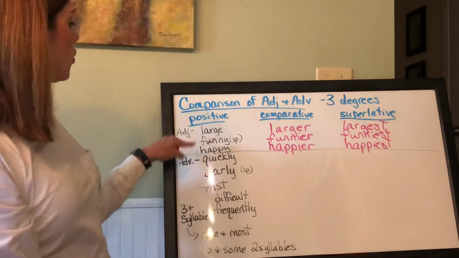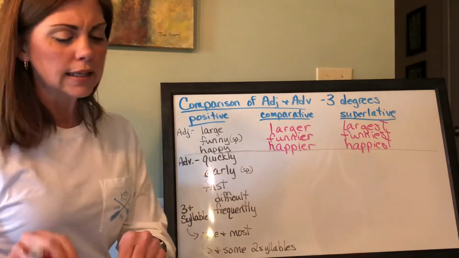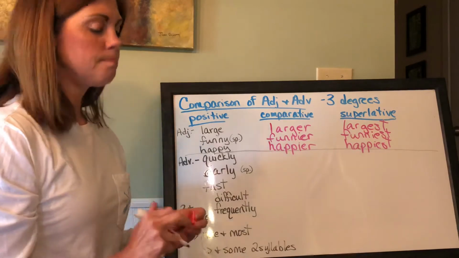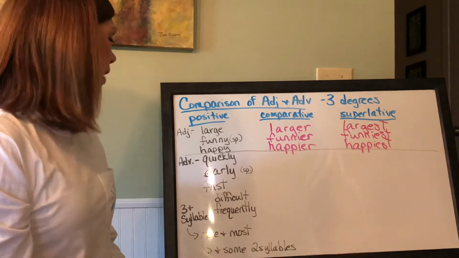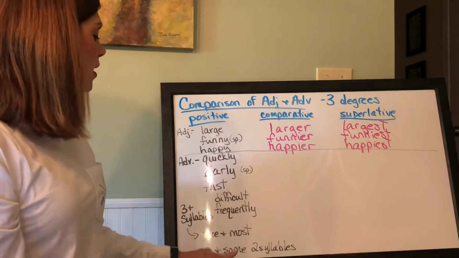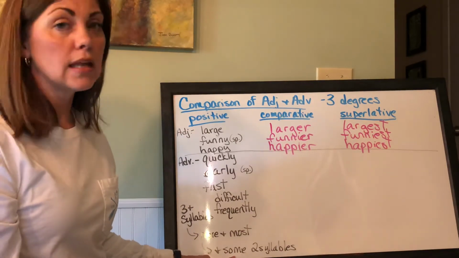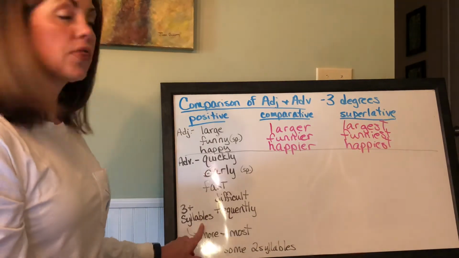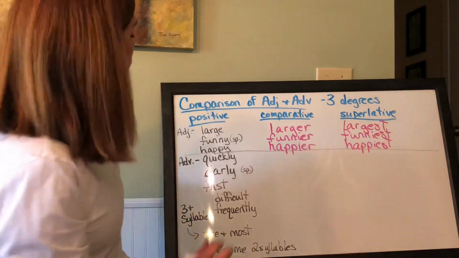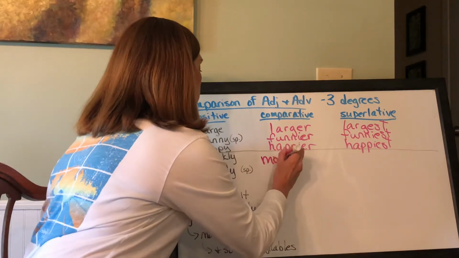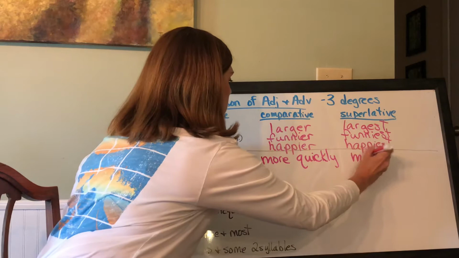All right, so these are your adjectives. Now let's do some adverbs. All right, so we have quickly. Now quickly is an adverb that is a little different because we don't say quicklier and quickliest. This is one that we have to add more and most to. Some two-syllable adjectives and adverbs, you have to use more and most instead of changing the ending. And on a lot of the 3+ syllable adverbs and adjectives, you have to do the same thing. So quickly is going to be more quickly, and most quickly.